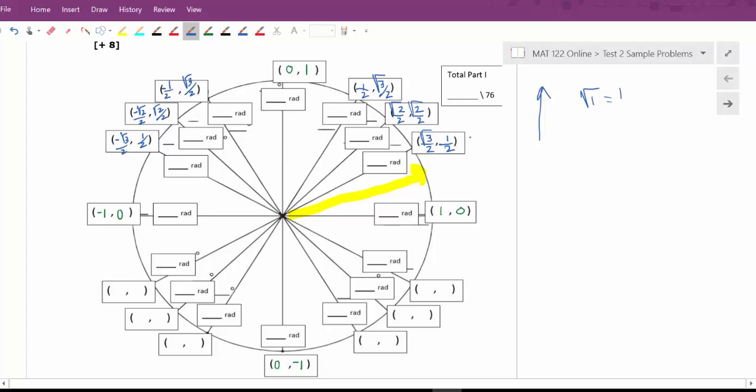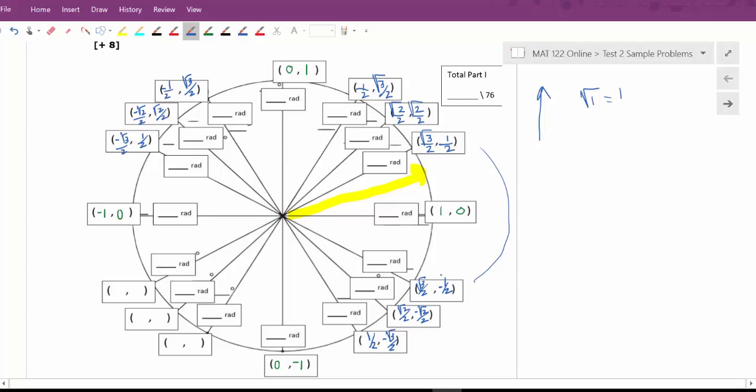Now, let's do this. Let's reflect these points. If we reflect these points over the x-axis, what changes? The y value changes. So now when we go to this quadrant, all of the y's are negative. Everything else stays the same. So this is -1/2. Reflect this point. That is -√2/2. Reflect this point. That is -√3/2. Then the x values stay the same. So this point right here comes straight down. That's going to be √3/2. This is going to be √2/2. And that's going to be 1/2.